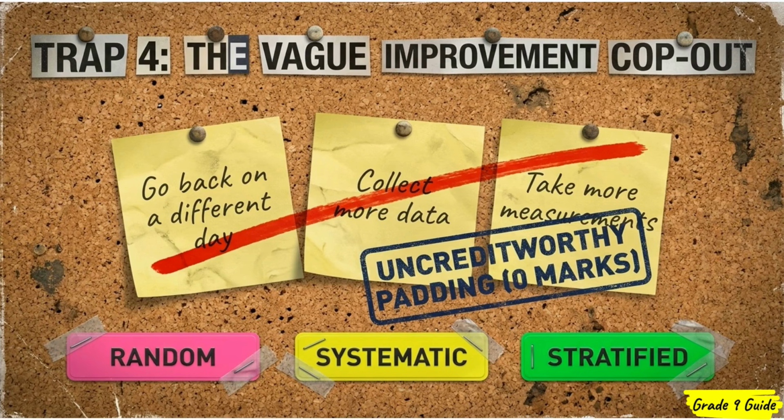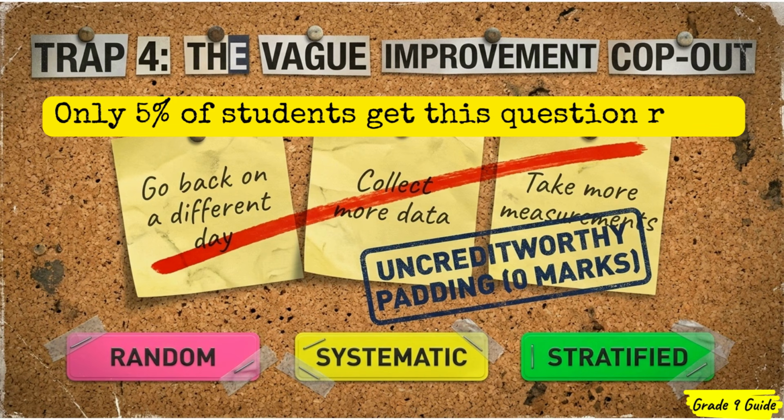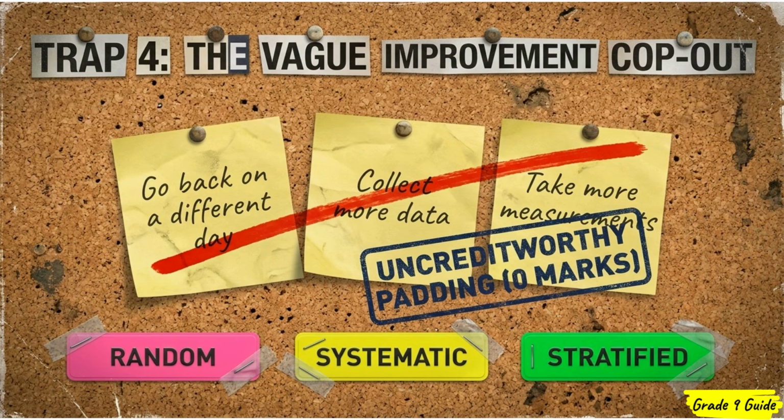Trap 4. When AQA asks how students could improve an unfamiliar data collection method to make it more reliable, fewer than 5% of students secure full marks. The reason? The other 95% write one of 3 things: go back on a different day, ask more people, or take more measurements. Examiners flag all 3 as uncredit-worthy padding. They could apply to any study in any subject. They demonstrate 0 geographical understanding and score 0.